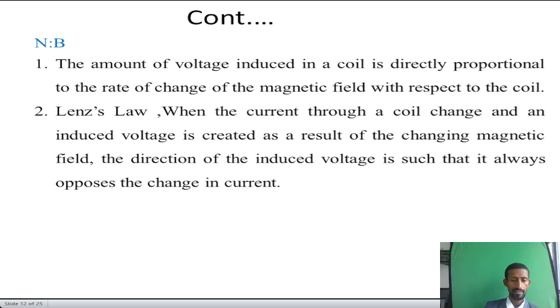And how can we determine the direction? By Lenz's law. When a current through a coil changes and an induced voltage is created as a result of the changing magnetic field, the direction of the induced voltage is such that it always opposes the changing current. So we can determine the direction in this way.